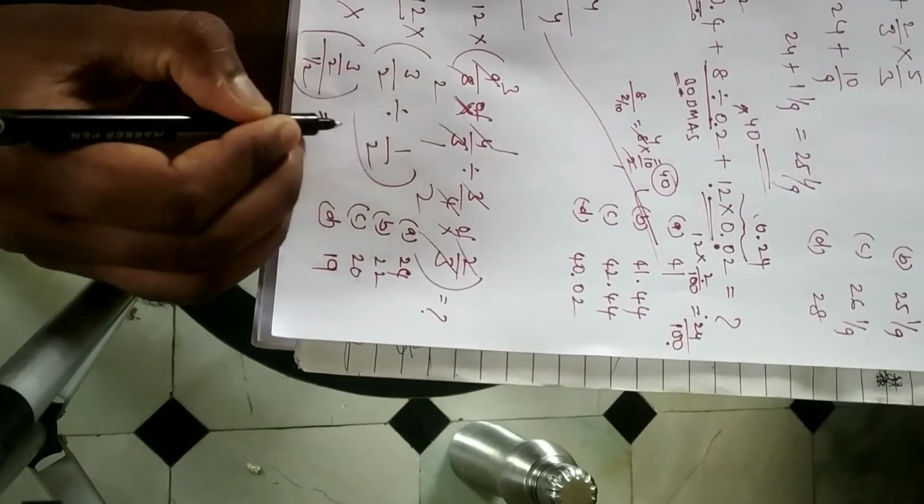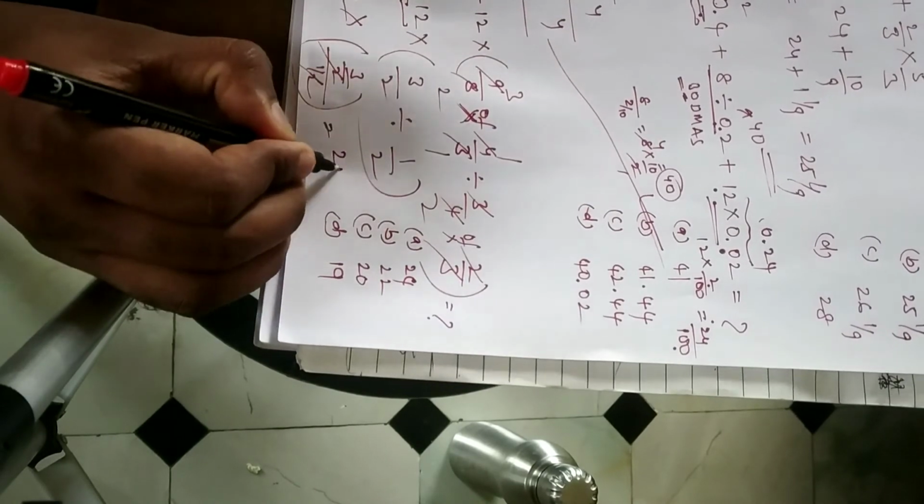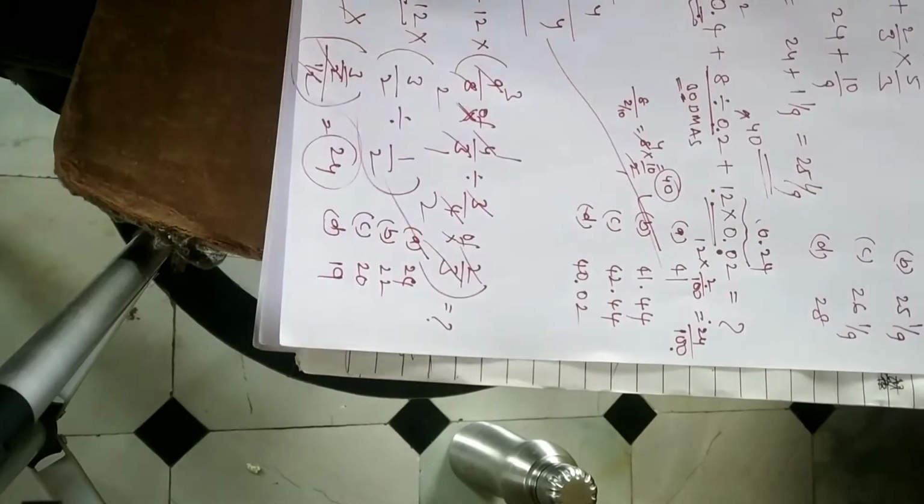Nothing but 2 cancel. 8 3s are 24. So option A is the correct answer.